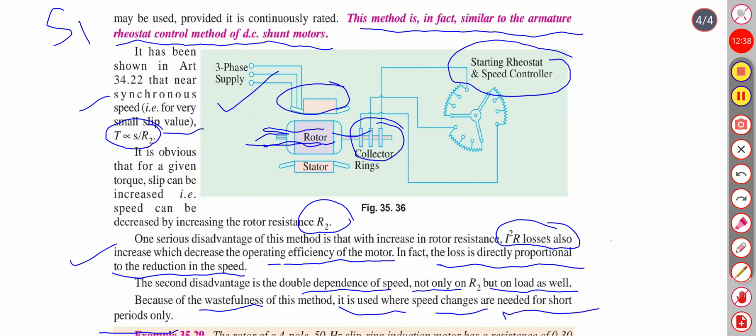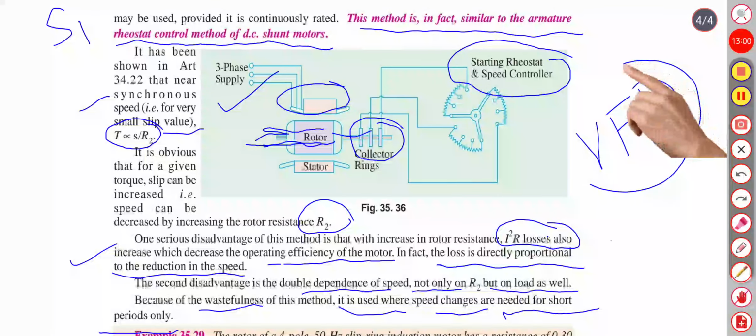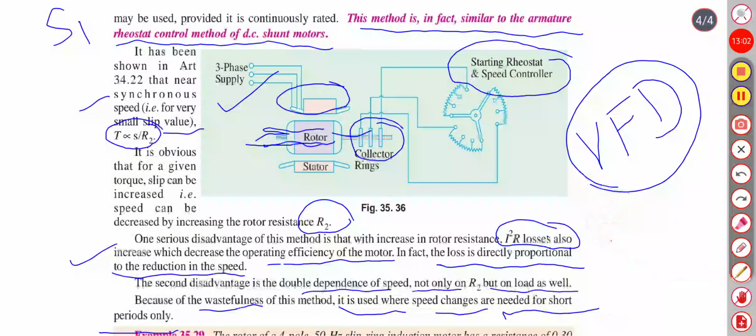So in this video we have discussed the types and methods by which we can control the speed of three-phase induction motors. In the next video we will discuss the variable frequency drives used to control the speed of three-phase AC induction motors.